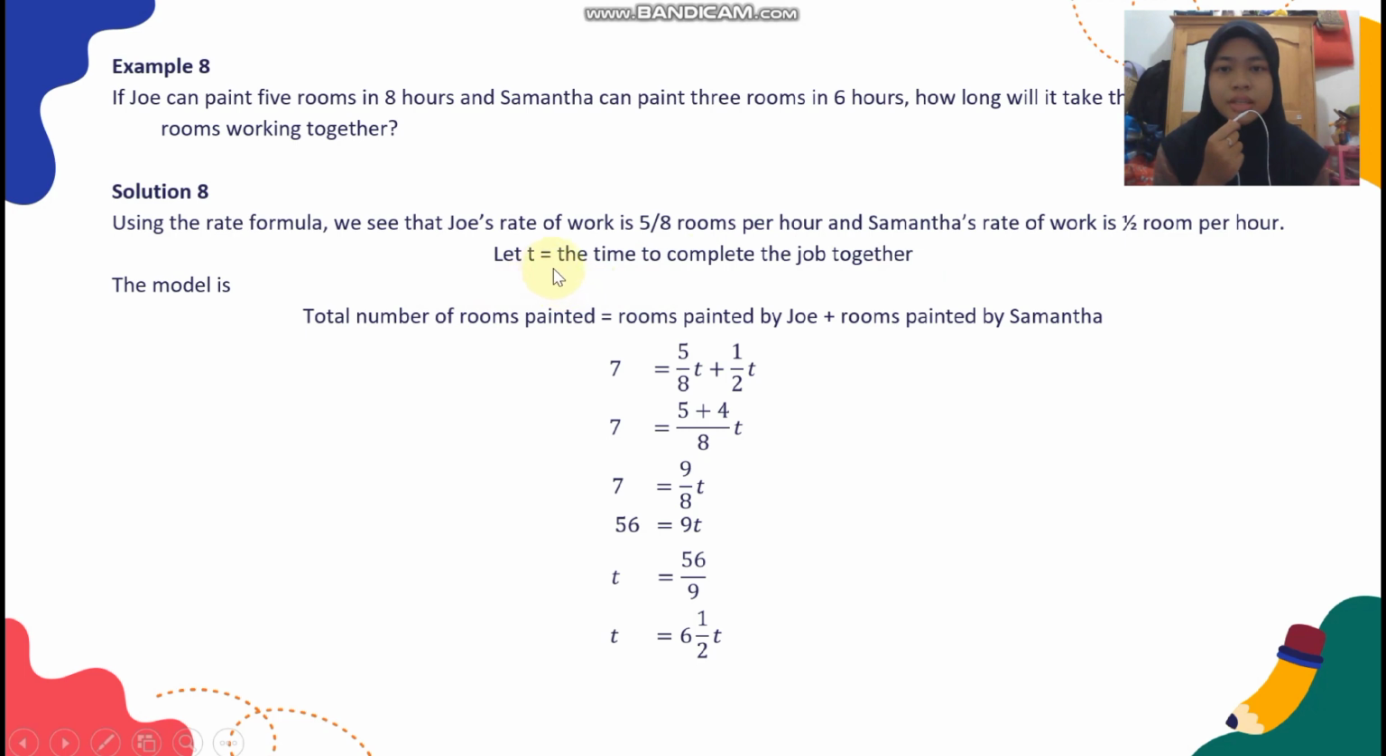Let t equal the time to complete the job together, and the model is total number of rooms equals rooms done by Joy plus rooms done by Samantha. So 7 = 5/8 t + 1/2 t. 7 = (5 + 4)/8 t, and 7 = 9/8 t.